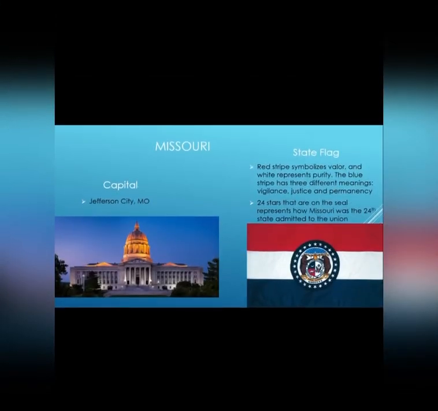Next, we will talk about Missouri. The capital of Missouri is Jefferson City. There are a couple of things about this flag as well. There are 3 colors: the red stripe, the white stripe, and the navy blue stripe. The red stripe symbolizes valor, the white stripe represents purity, and the blue stripe has 3 different meanings: vigilance, justice, and permanency. Also, there are 24 stars around the seal, and this represents how Missouri was the 24th state.